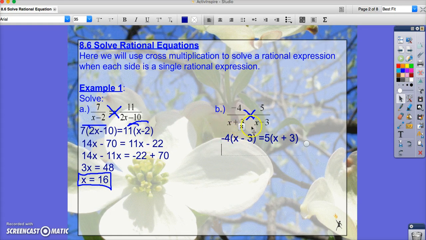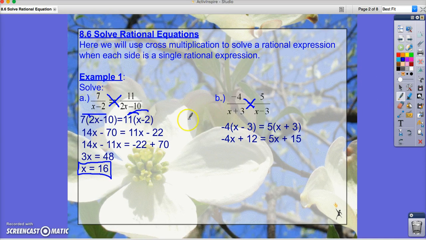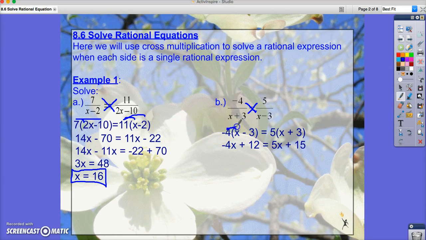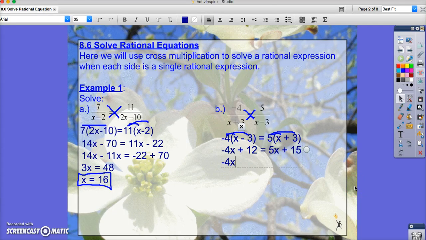From here, I'm going to distribute the negative 4 to both. I get negative 4x plus 12. Watch your signs change. Equal to 5x plus 15. Once again, remember we are distributing. Don't forget to put parentheses around x minus 3 and x plus 3 because we're distributing to each of them. All right. From here, bring the x's to the left. Negative 4x minus 5x equals 15 minus 12. Negative 4x minus 5x is negative 9x equals 3.